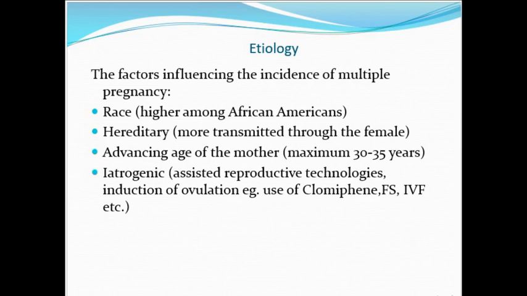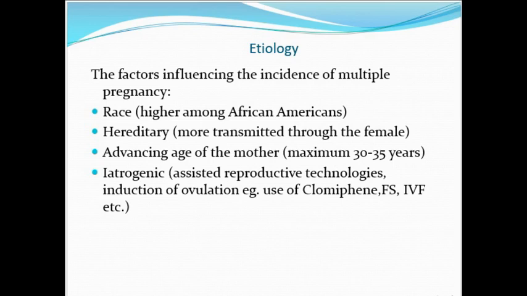It's also believed that in some tribes in Nigeria, there is a high incidence of multiple pregnancies amongst them. We also have heredity playing a role, and basically it's through the maternal line other than the paternal line. And as I said earlier on, advancing age of the mother also plays a critical role, between the ages of 30 and 35 years.